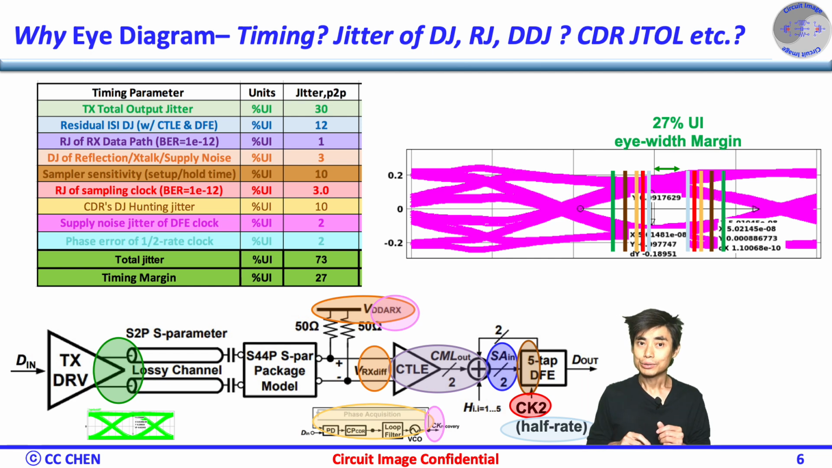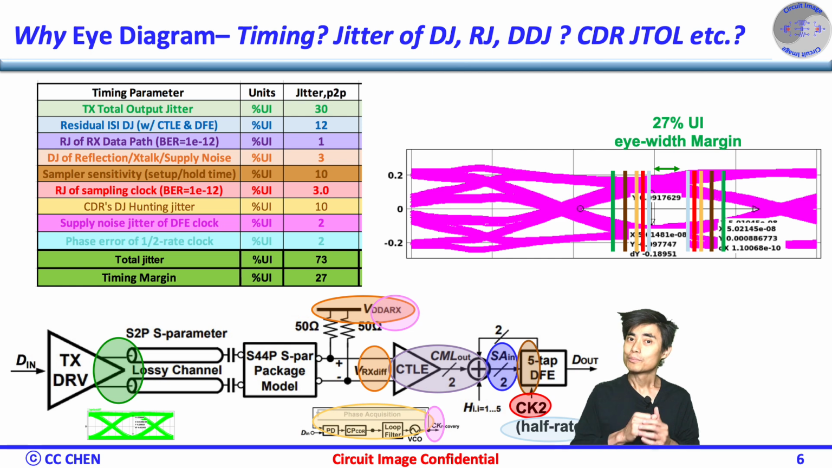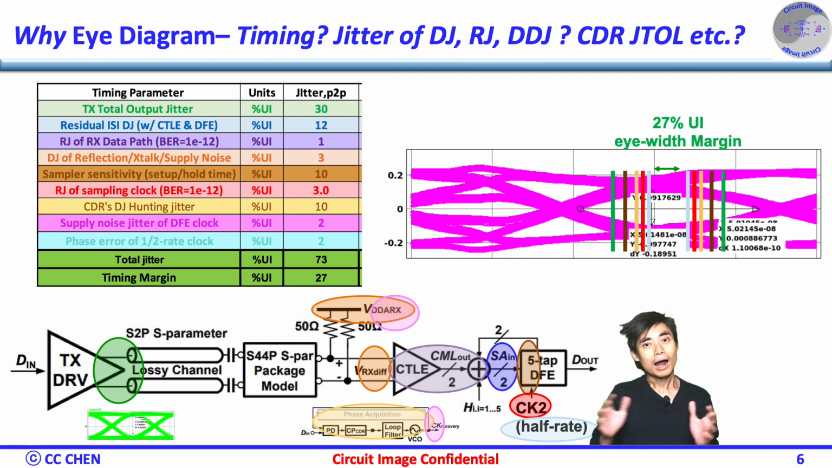Second, our EQ with CTLE and DFE ability shows the residual ISI related DJ is 12% UI. Third, the intrinsic RJ of the data path from the CTLE to the sampler after a high-pass filter at the CDR bandwidth corner frequency shows 1% UI for PCIe Gen 3's bit error rate of 1e-12. Fourth, the DJs from the reflection, crosstalk, and supply noise show only 3% UI owing to a good design exercise.